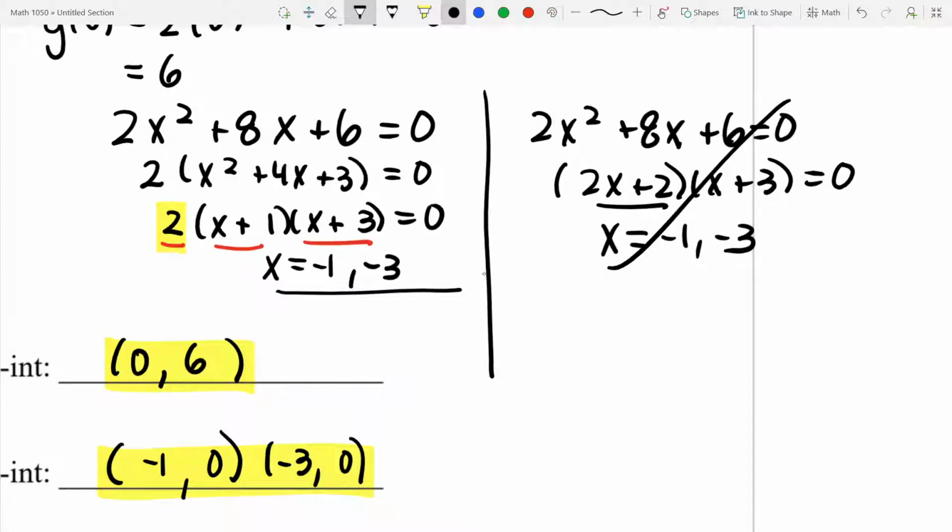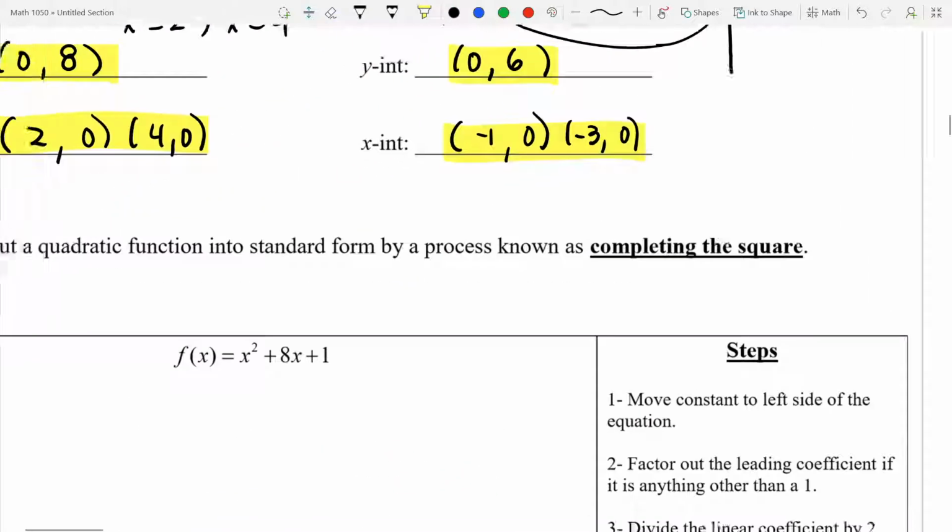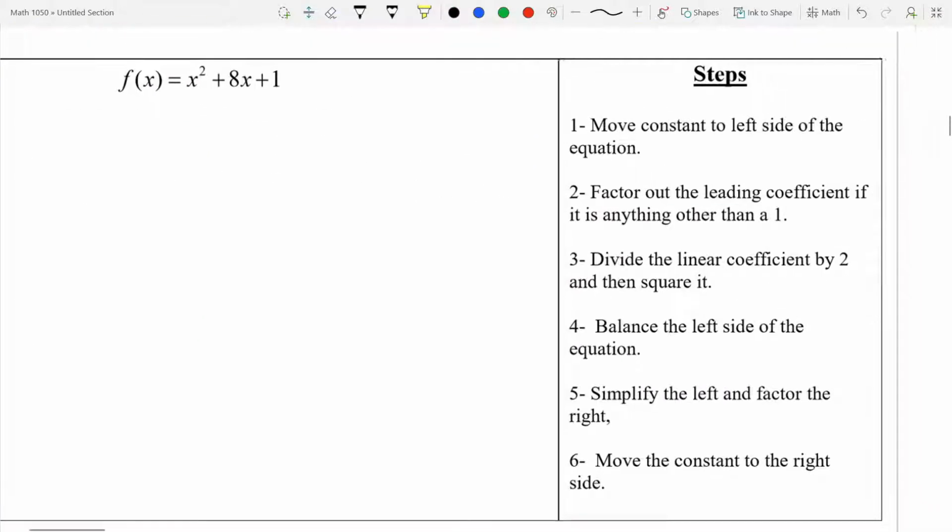I would absolutely take out that GCF. I think factoring that is going to be way tougher if you don't. Okay, who says, I'm good, I feel good, let me see. Okay, yay. Okay, now we're going to complete the square.